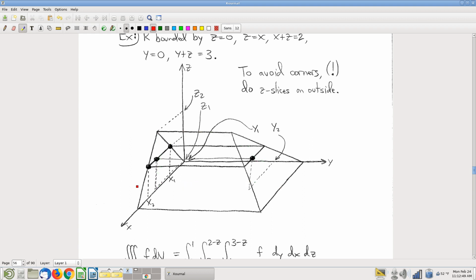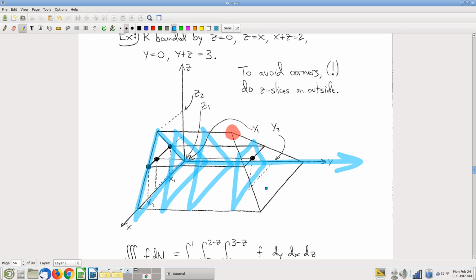Likewise, don't do your y slicing on the outside. Look at the nightmare that happens if you do your y slicing on the outside. Your y slices look like this, which is all fine and dandy, it seems, until eventually you slice through that corner, and then your y slices change very dramatically. They're not even qualitatively the same, right? They're not even triangles anymore. So you slice through a corner.